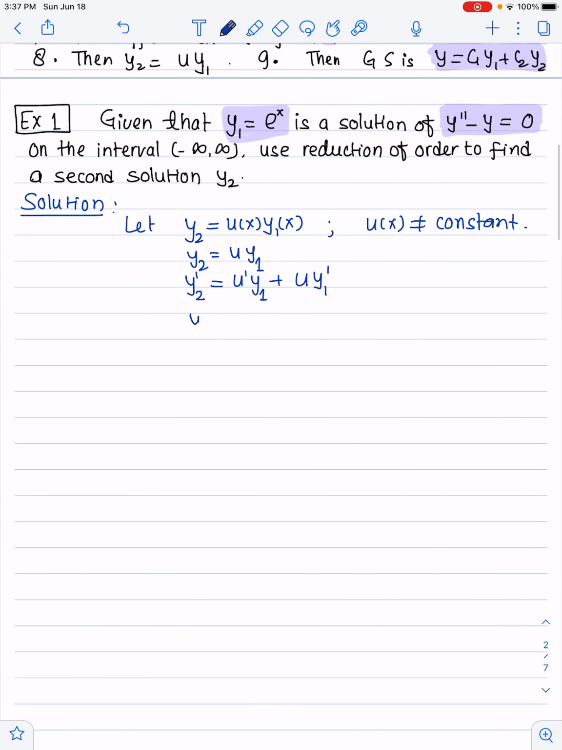We also need to find y2 double prime. Again, use the product rule on the first term. So u double prime y1 plus u prime y1 prime, plus, and I'm going to use the product rule in this term, u prime times y1 prime plus u times y1 double prime.